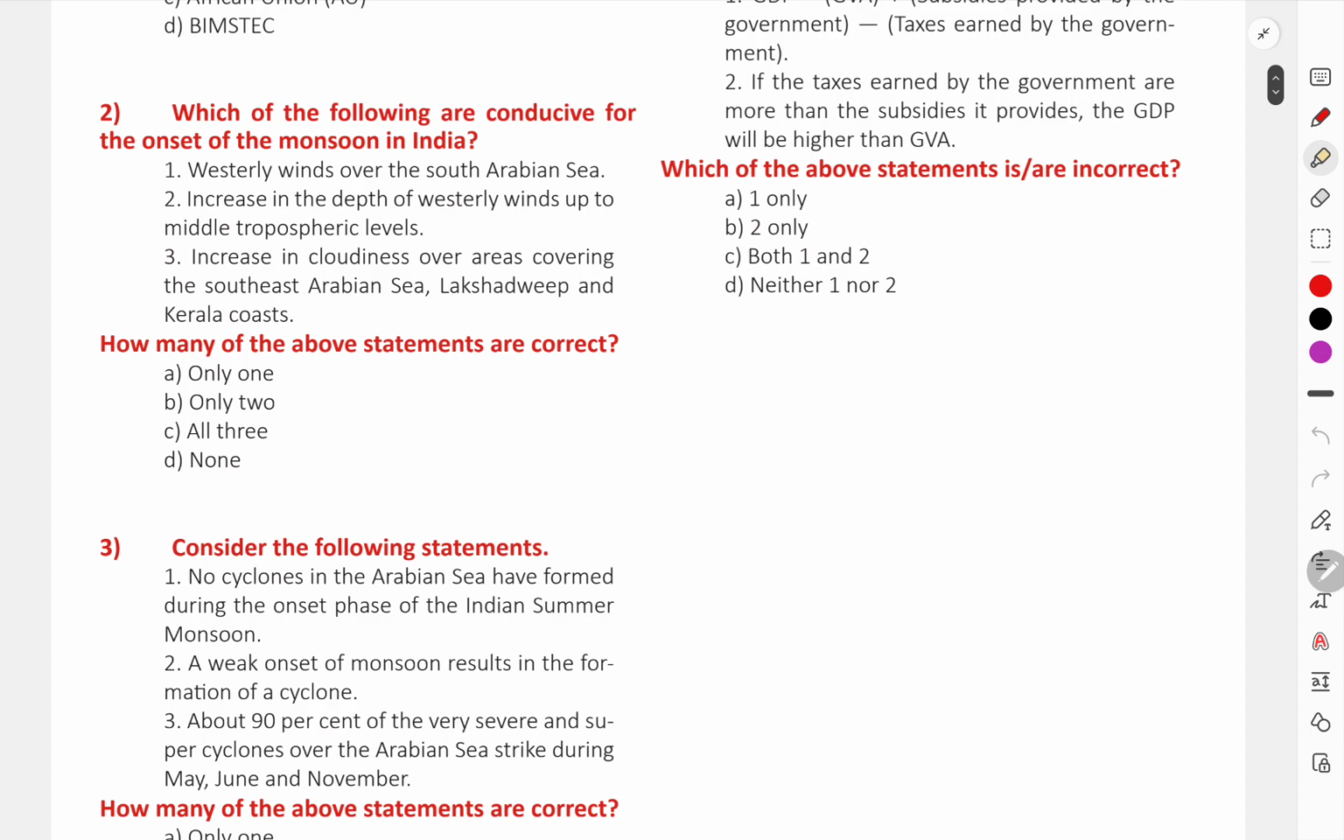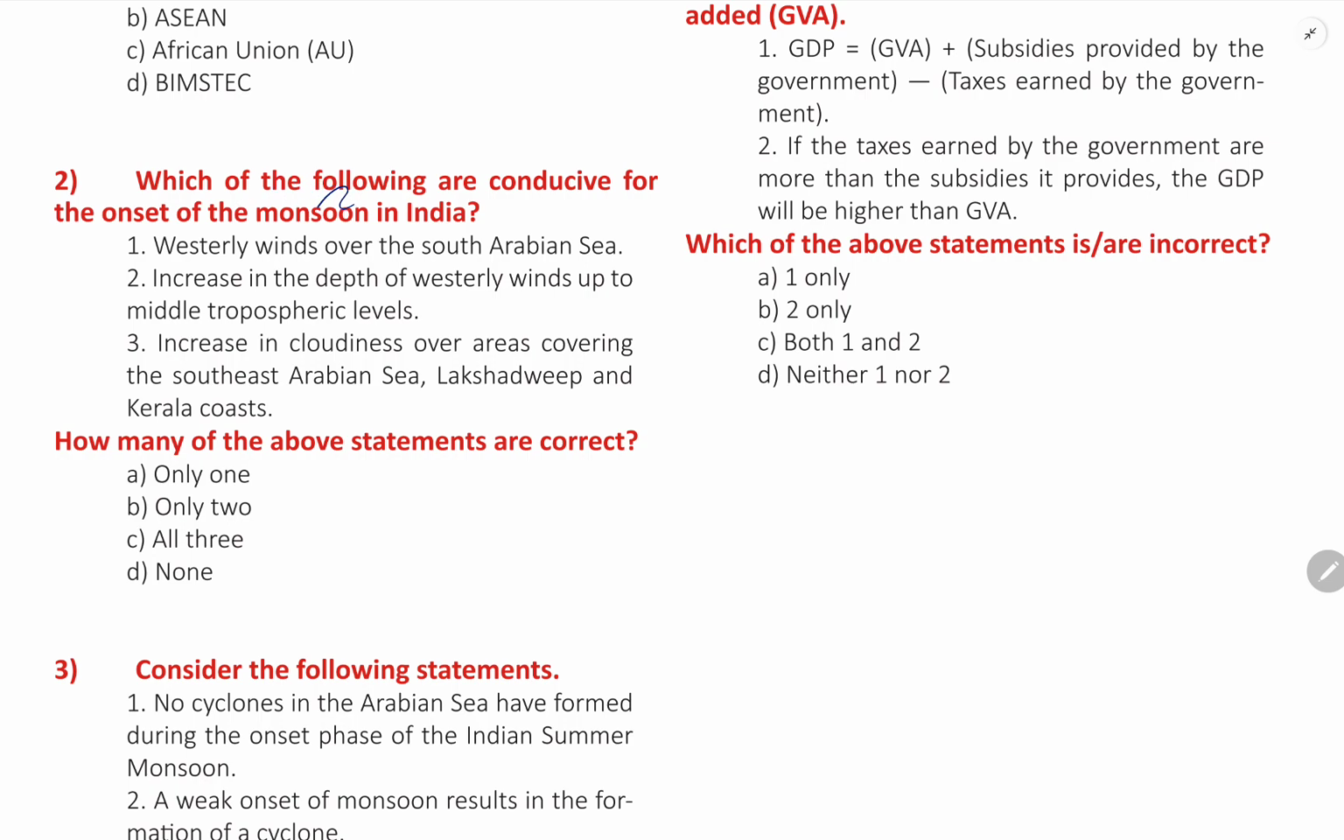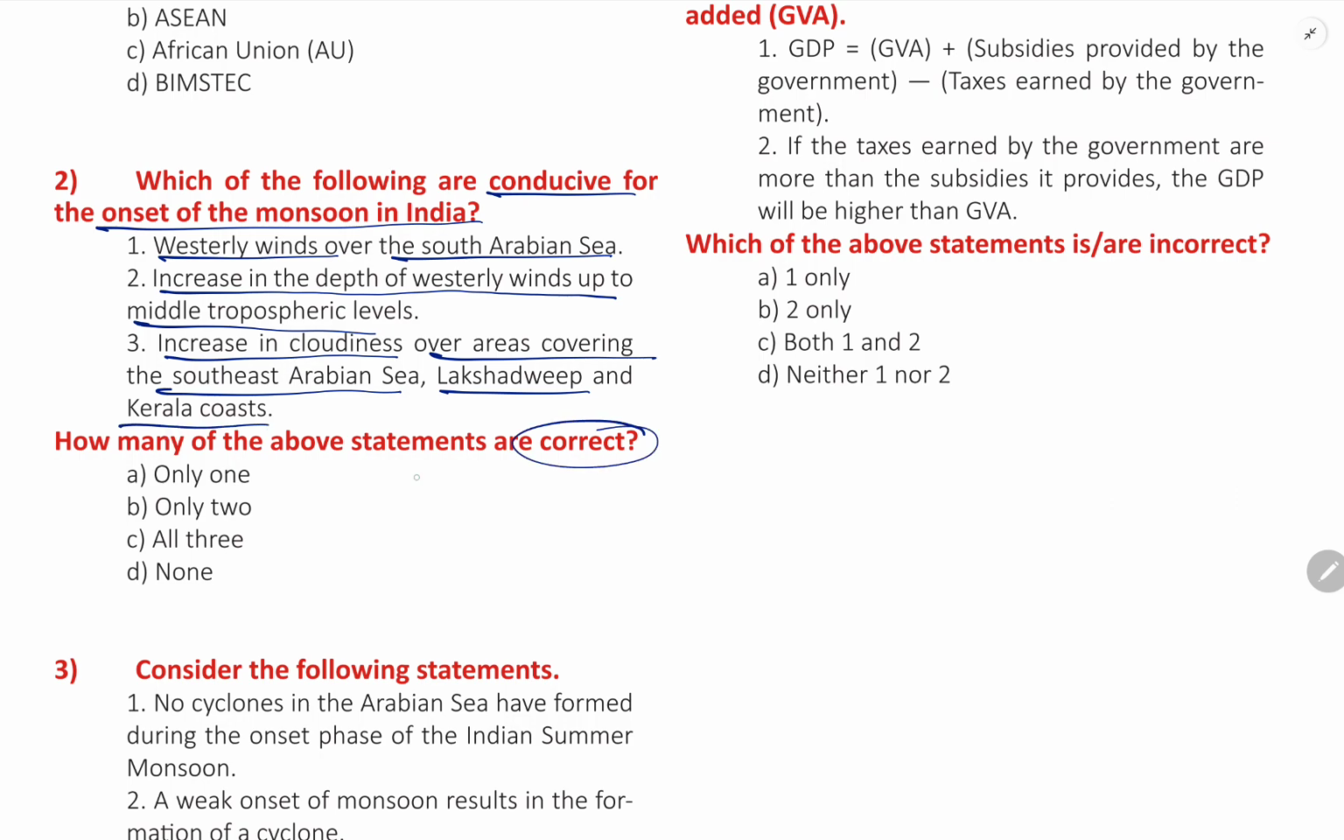Now moving on to the next question. The next question asks which of the following are conducive for the onset of the monsoon in India. That is, what are the factors for the onset of the monsoon in India? The first is the westerly winds over the southern Arabian Sea. Next, an increase in the depth of the westerly winds up to the middle tropospheric level. The third is the increase in cloudiness over the area covering the southeast Arabian Sea, Lakshadweep and the Kerala coast. Now which one of the following statements is correct?